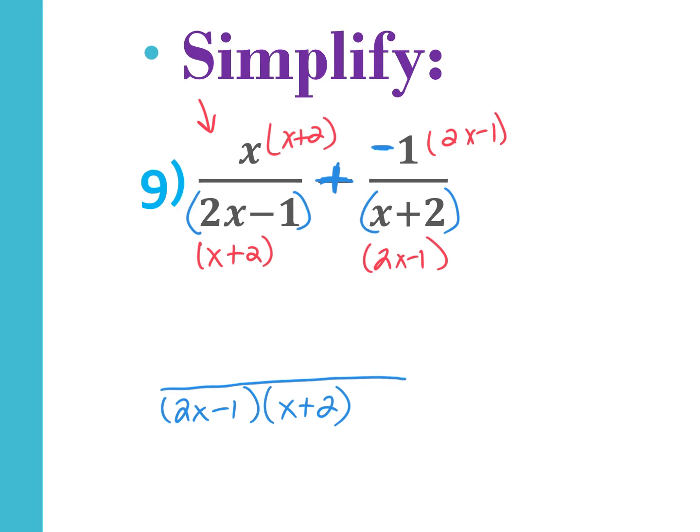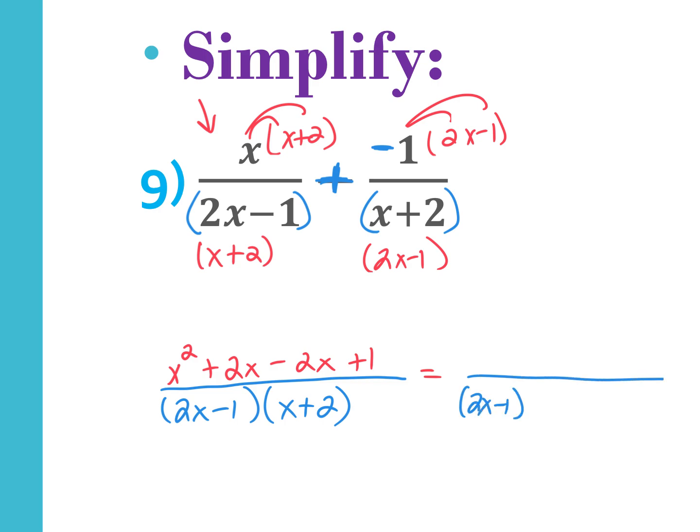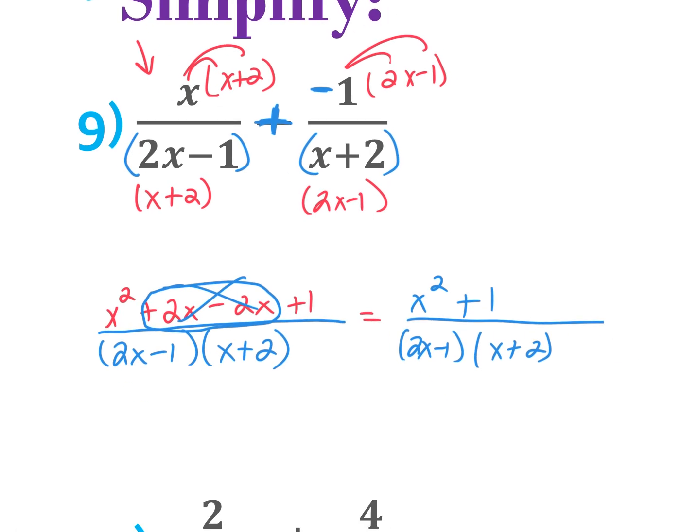So now let's just distribute. What's x times x? X squared. What's x times 2? 2x. What's negative 1 times 2x? Minus 2x. And what's negative 1 times negative 1? Plus 1. All right, so we rewrite our denominator, 2x minus 1, x plus 2. And then my numerator, I have x squared. What happens here with a positive 2x and a negative 2x? They cancel, and I have plus 1. Can I factor x squared plus 1?